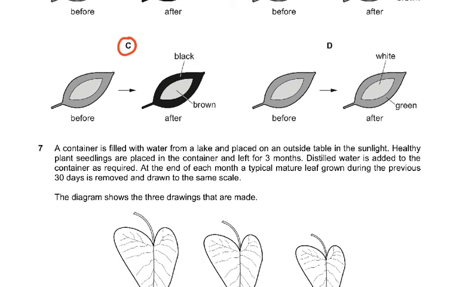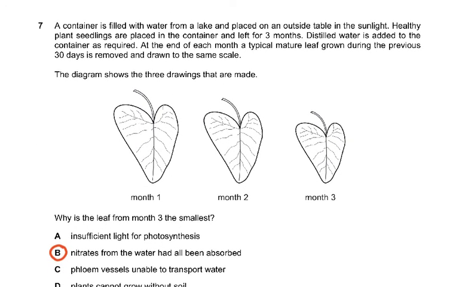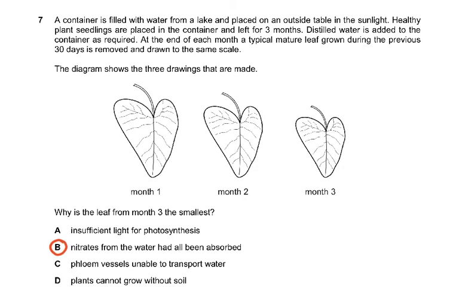Then coming on to question number 7. A container is filled with water from a lake and placed on an outside table in the sunlight. Healthy plant seedlings are placed in the container and left for 3 months. Distilled water is added to the container as required. At the end of each month, the typical mature leaf grown during the previous 30 days is removed and drawn to the same scale. The diagram shows the 3 drawings that are made. Why is the leaf from month 3 the smallest?